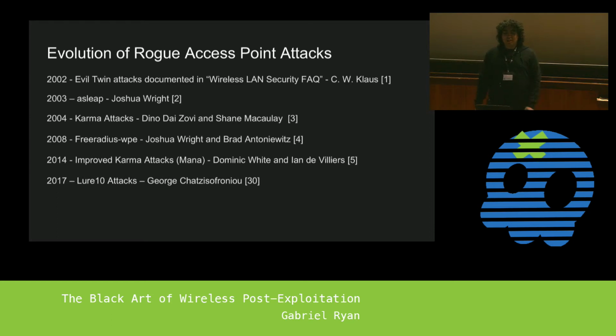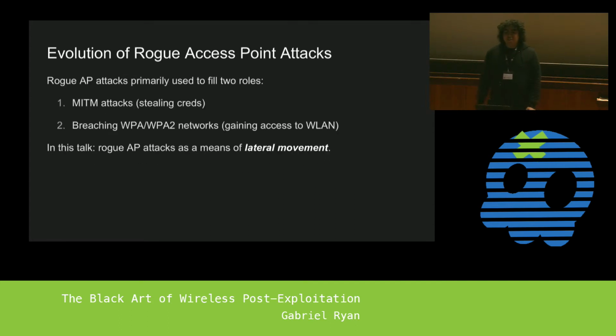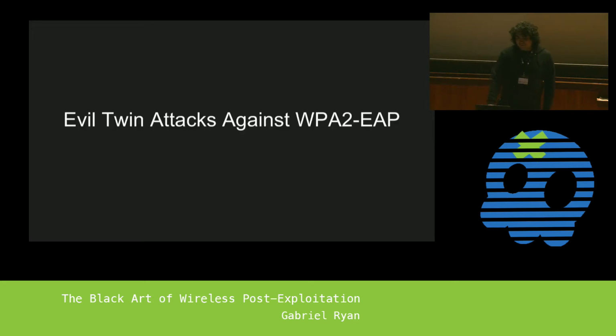So very recently, actually, the guy who wrote Wi-Fi Fisher found a way to exploit Windows 10's Wi-Fi Sense capabilities for an entirely new type of rogue AP attack. As you can see, we have quite a rich history of using rogue AP attacks in the wireless security community, but they typically fall into 2 categories: man-in-the-middle attacks for stealing credentials, or something that you'd use to breach a wireless network. We're going to do something a little different in this talk, and that's using rogue AP attacks as a means of lateral movement.